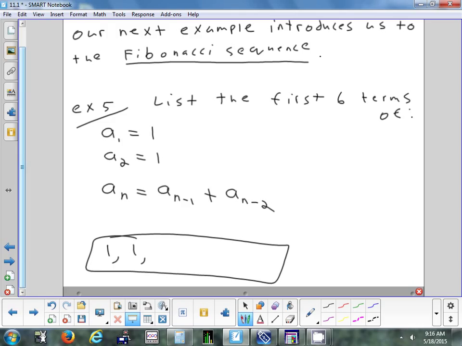So Cassie, what would my next term be here? 1 or 2. All right, well, let's look at it. We're finding the third term. What's 3 minus 1? 2. Yep, so taking the second term. And 3 minus 2? 1. So to find the third term, take the second term and the first term and add them up. So we won't get 1, but we'll get 2.